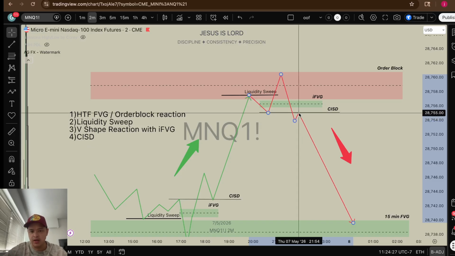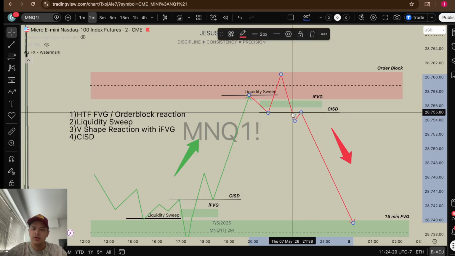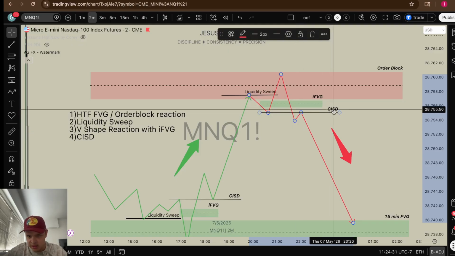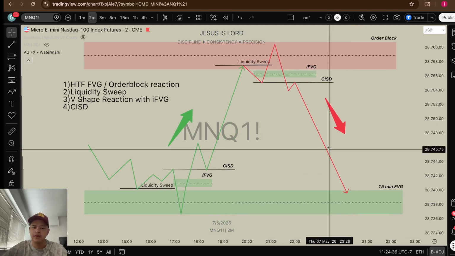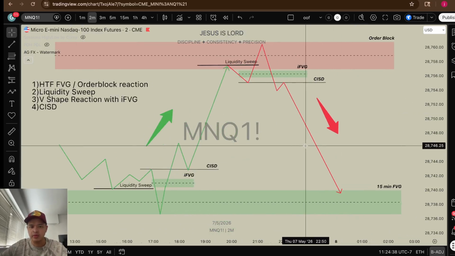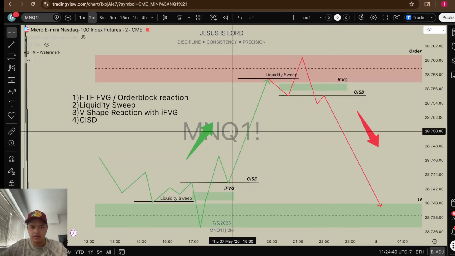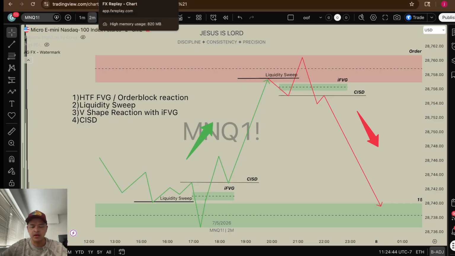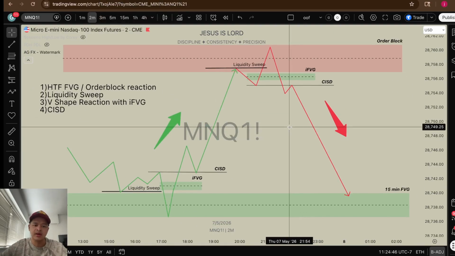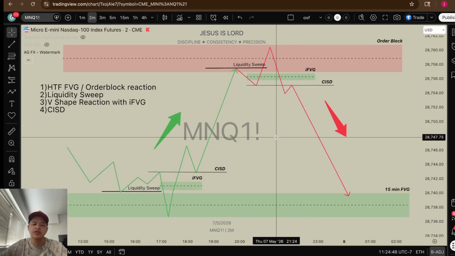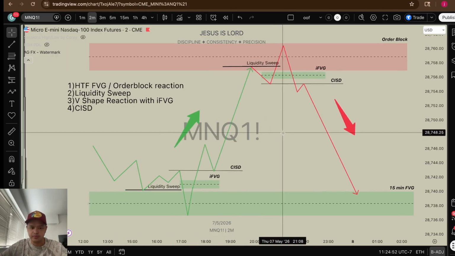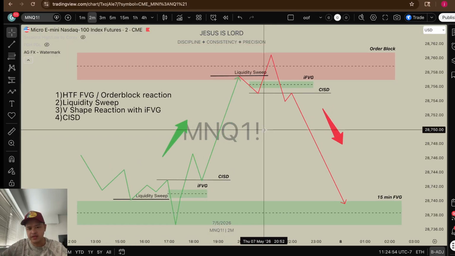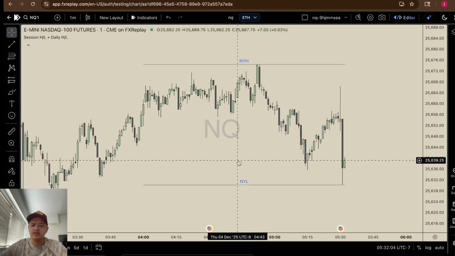We don't chase. Okay, this is our entry model. We wait for that retest in that CISD and then we enter the trade. Okay, we put a limit order. So open up your FX Replay. Let's go ahead and break this down step by step on what I look for first. And yeah, let's just get to it.